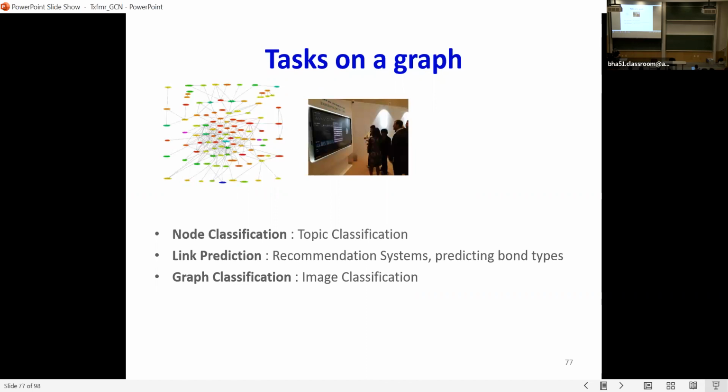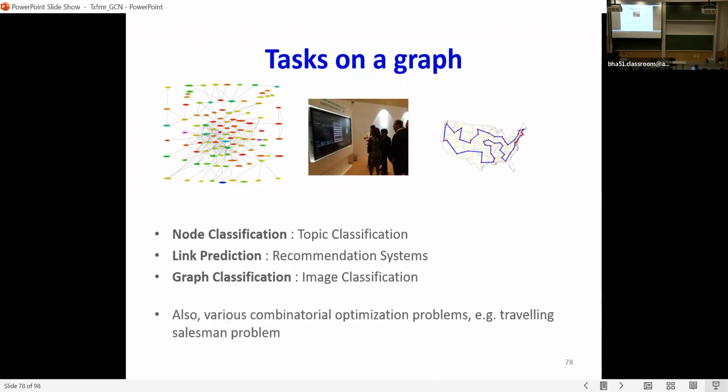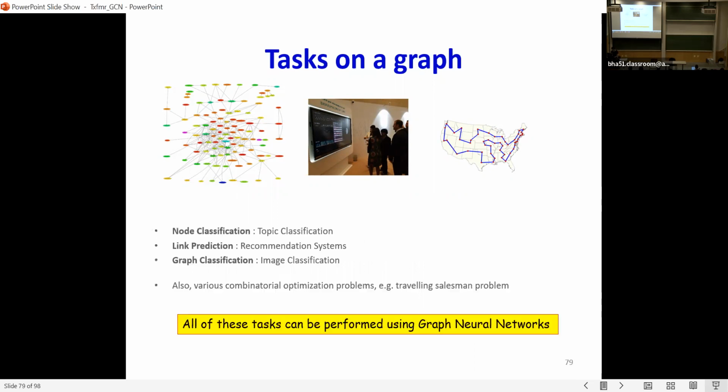You can try to predict something about the entire graph, like image classification in the image graph case that we've seen. And there is a ton of very classic combinatorial problems with graphs that you may have heard of before. And many of them can actually be formulated as some kind of machine learning problem as well if you try hard enough to model them. To do that, we use something called a graph neural network.